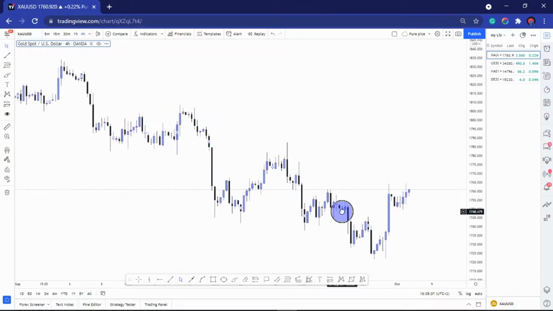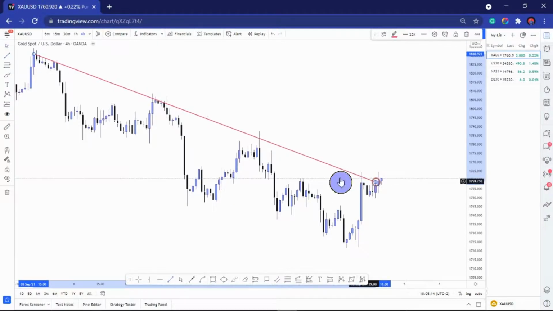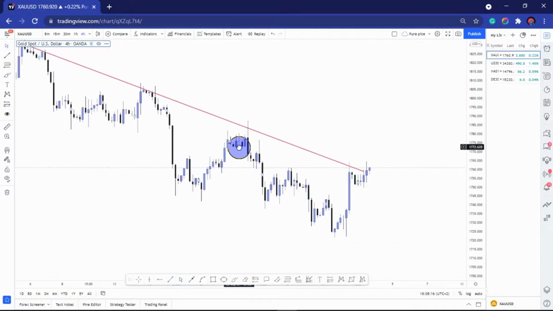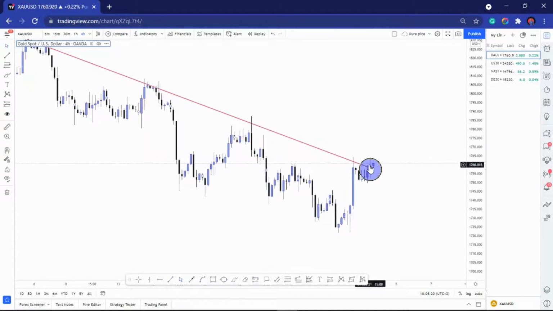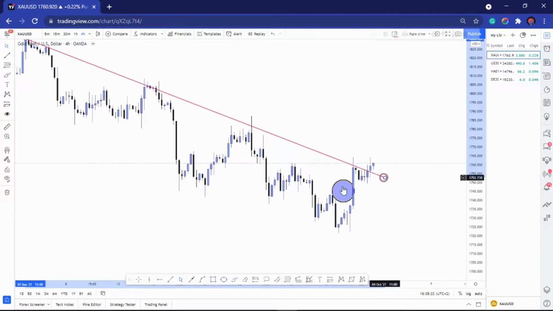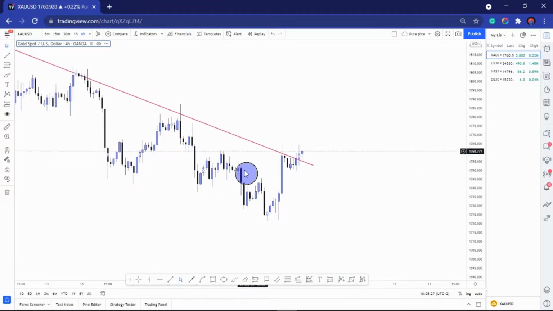You can see here that I'm on the 4-hour, and if you look clearly on the 4-hour, we can see that the market was forming lower lows and lower highs, meaning it was a downtrend, meaning it is the sellers who've been in control of the market. So what we are interested in is what is happening in this area here.